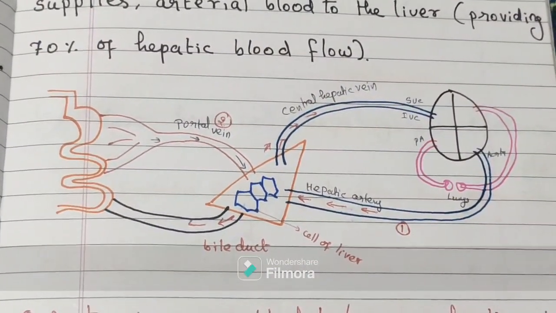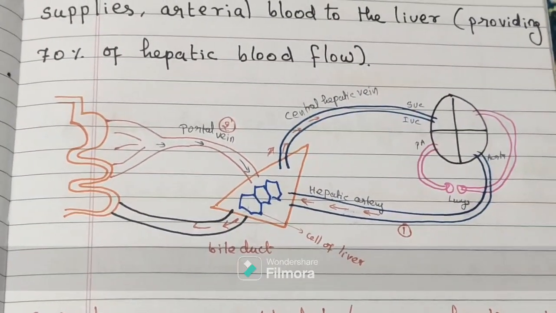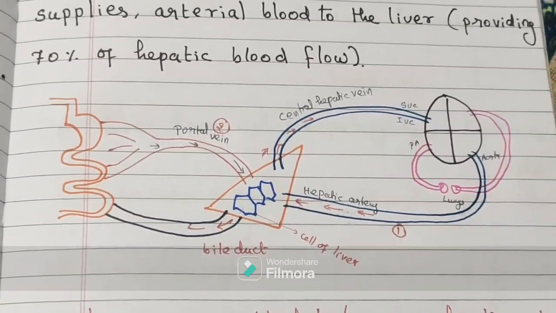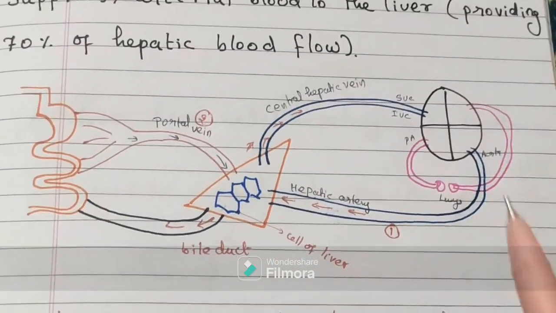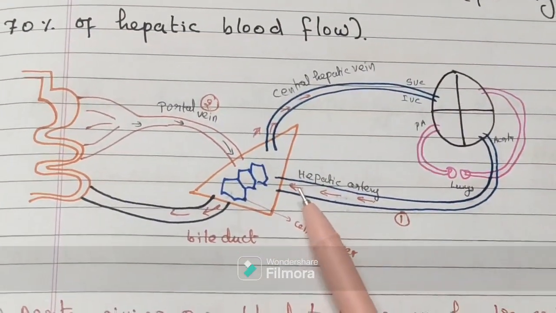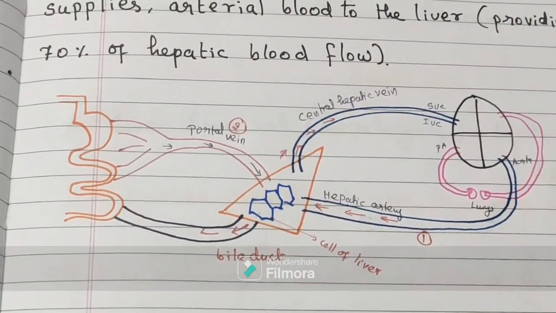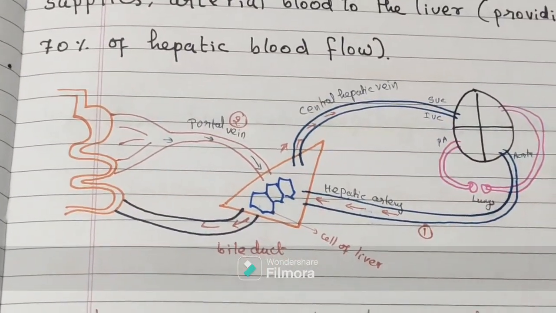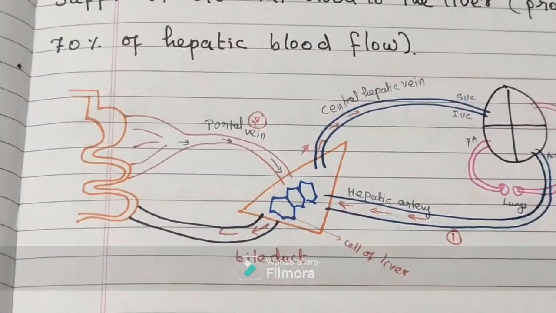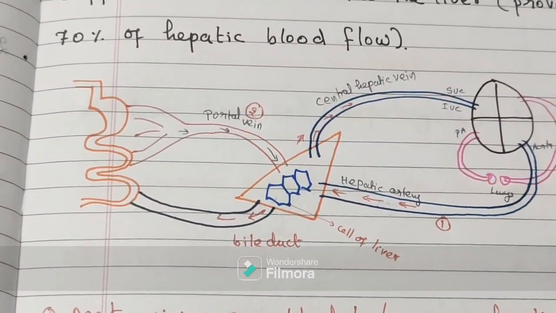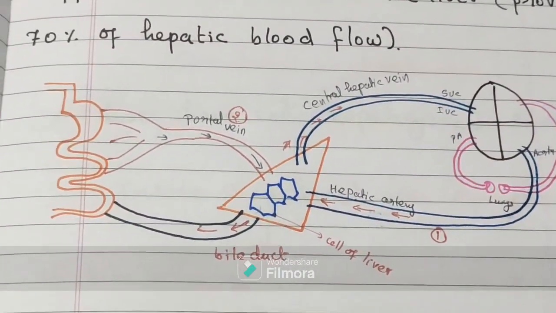So what is dual blood supply? All organs of the body receive pure blood from the aorta. The liver is one of the organs, so the liver also receives pure blood from the aorta. The aorta gives pure blood to the liver via the hepatic artery. That is the first supply to the liver. The name of the artery is the hepatic artery.